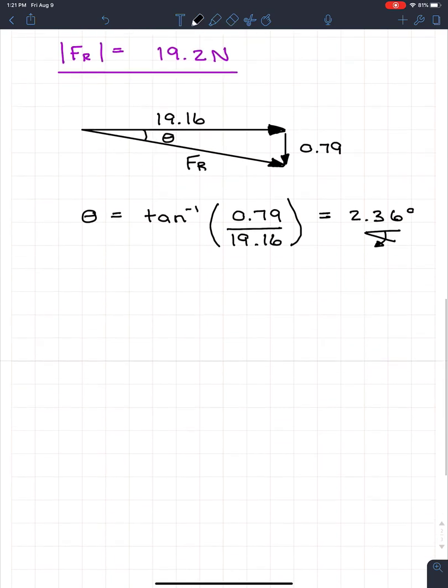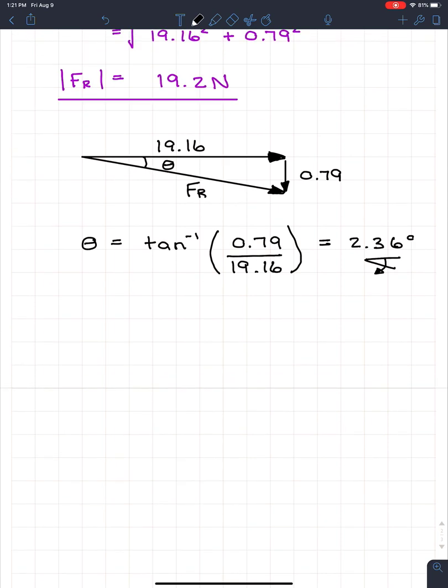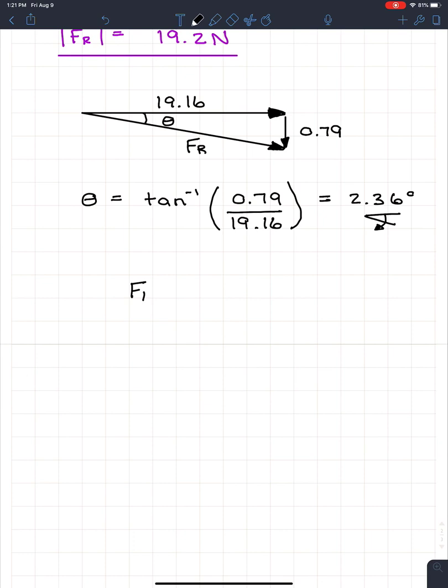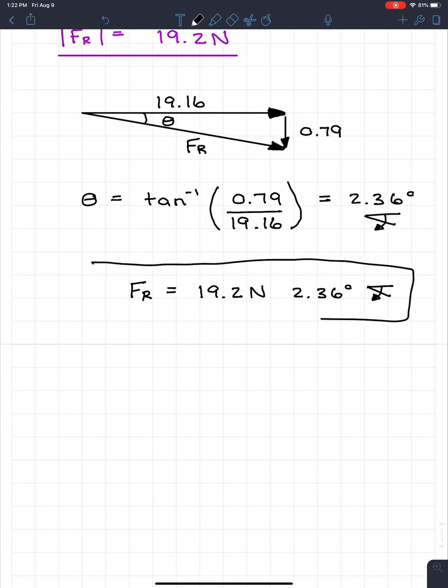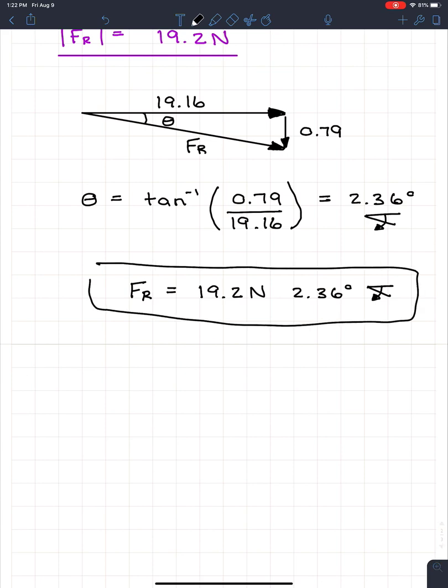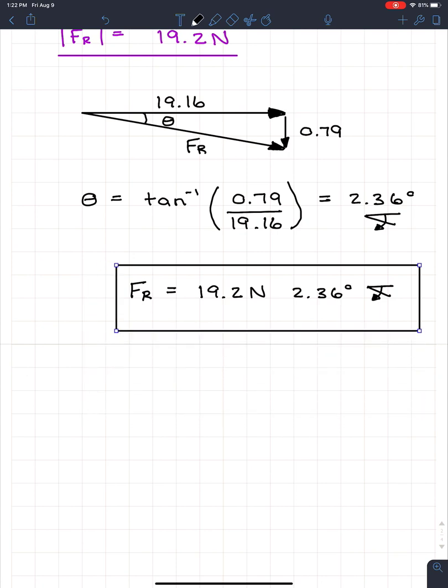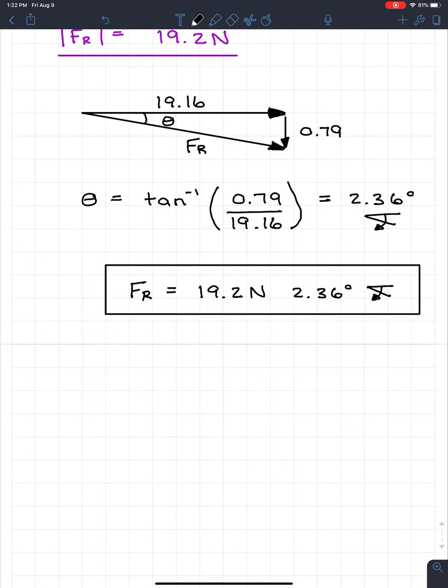So then finally, we have our magnitude, we have our direction. We can state that FR is equal to 19.2 newtons, and it's measured 2.36 degrees. But here's the trick, clockwise from the positive x-axis. And this is the same answer that we got before, so nice and easy. Oh, hold on, let me try and draw a box. So again, I'm always a fan of the box around because it shows this is the final answer. And that is a huge box, but this will work perfect. So that's the final answer.